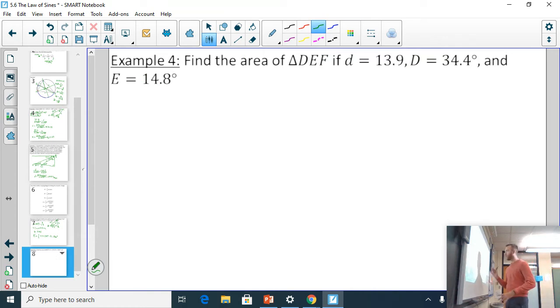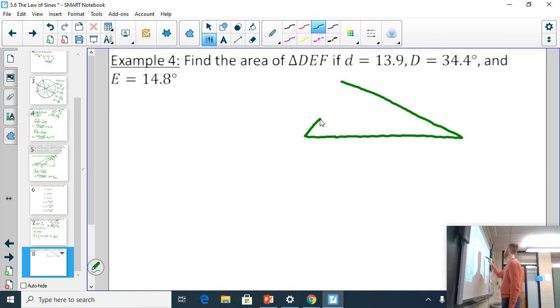I know this video is going to run a little long, but find the area of triangle DEF if d equals 13.9, and angle D equals 34 degrees. So we have angle D is 34-ish. E is really small. E is like that. So let's just go with that. So if I said that's D and that's E, then this has to be F.